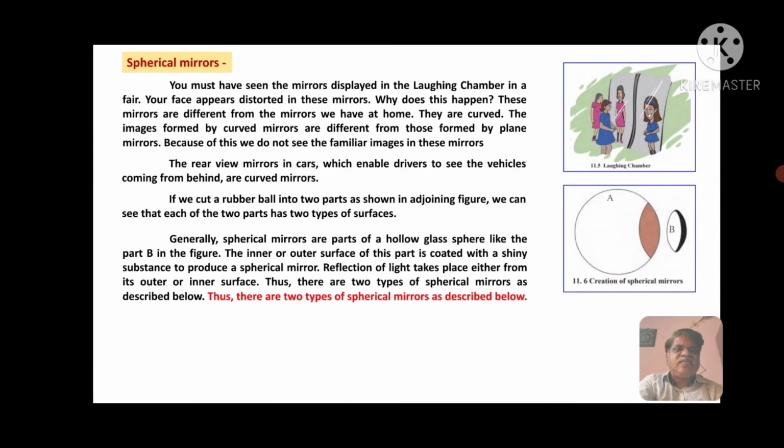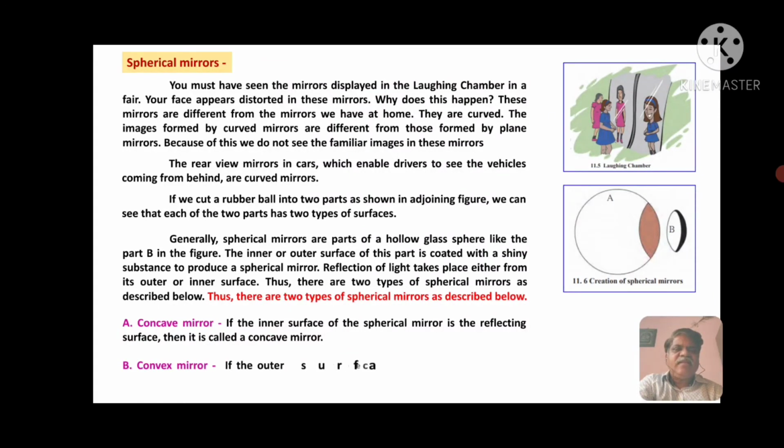Thus, there are two types of spherical mirrors as described below. That is, a concave mirror. If the inner surface of the spherical mirror is the reflecting surface, then it is called a concave mirror. If the outer surface is the reflecting surface, then it is called a convex mirror.